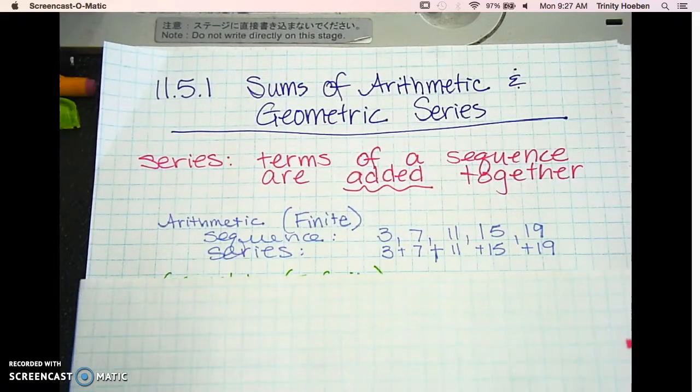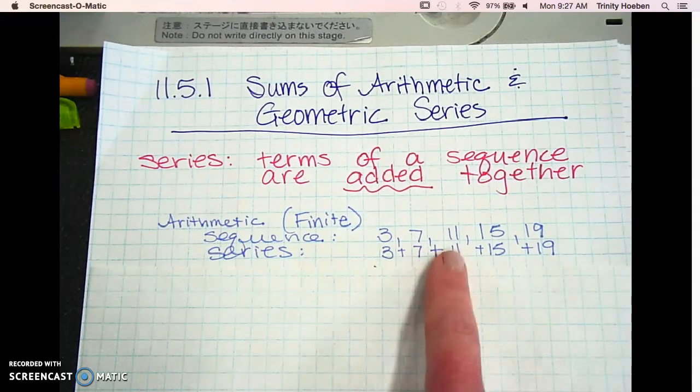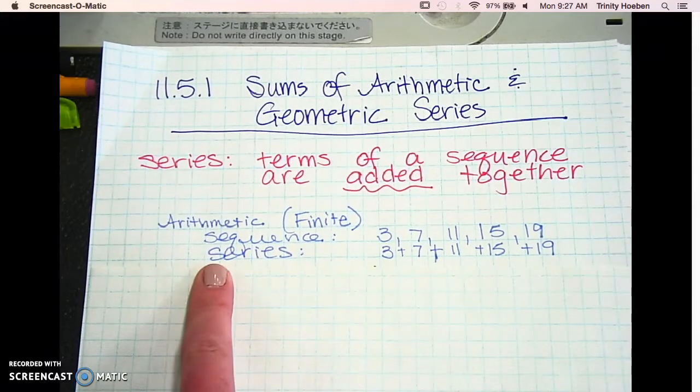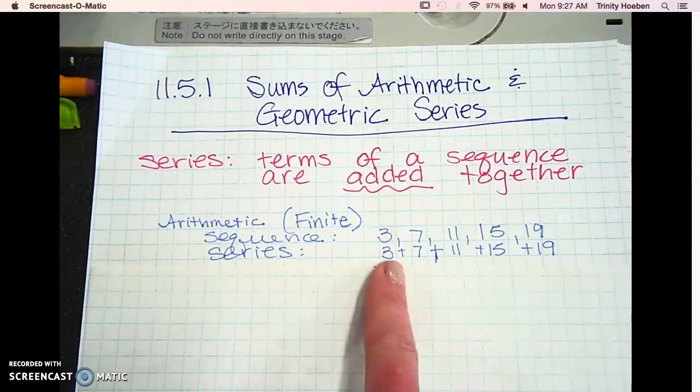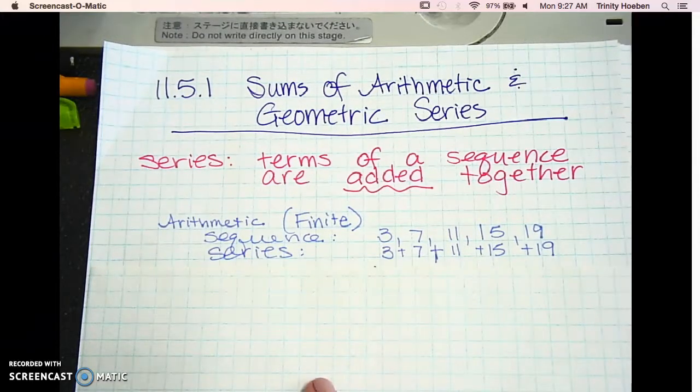Here's the example for an arithmetic sequence versus an arithmetic series. For the sequence, you're going to see they just list 3, 7, 11, 15, 19. For the series, you're going to add 3 plus 7 plus 11 plus 15 plus 19. And this one's considered finite because it stops. It's a limited amount of numbers.